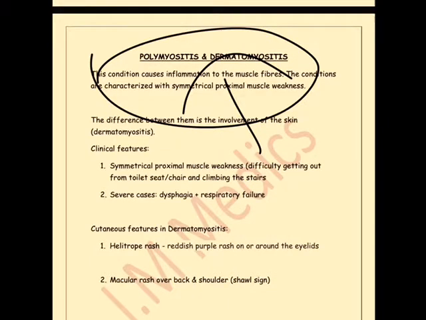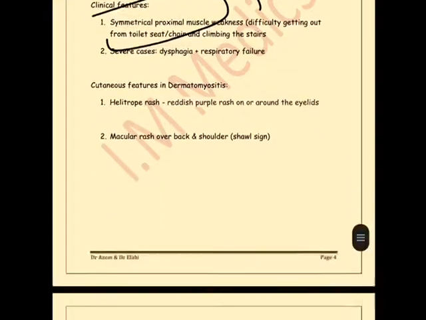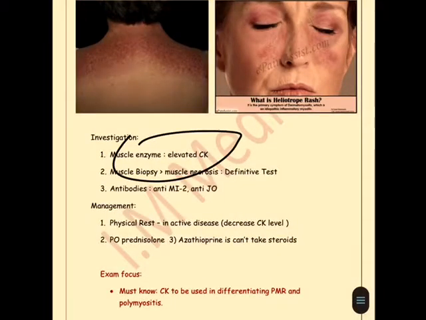How do you differentiate them? Both of them involve the muscles, but one of them involves dermato. Dermato means skin. It has skin manifestation. So let's look at the common one, myositis, inflammation of the muscle. So both of them cause symmetrical proximal muscle weakness. So they both get the same signs and symptoms of polymyalgia rheumatica. So you need to, in the exam, differentiate between them from the investigation. Investigation is going to be CK. Elevated CK. CK is a muscle enzyme that will be high in this condition. In polymyalgia rheumatica, CK will be normal.